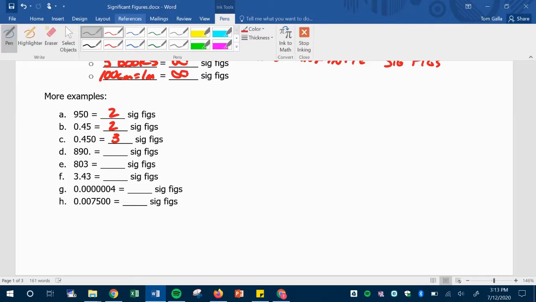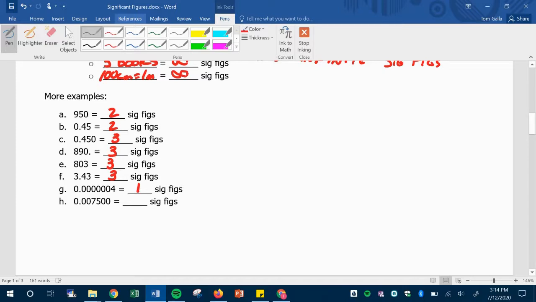All right, now our next one, 890 with a decimal point. Because of that decimal point, that 0 does become significant, meaning we have 3 sig figs here. Then next up, we have 803. And for 803, again, 3 sig figs. Then we have 3.43, 3 sig figs. And then finally, for our last two, we have 0.0000004. Now remember, all of those are leading zeros, so those don't count. So that means that this number only has one sig fig.